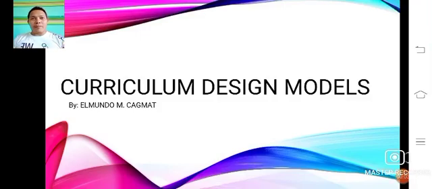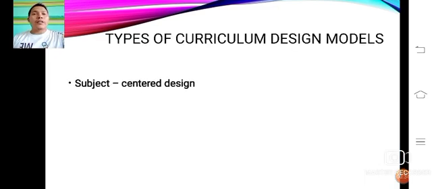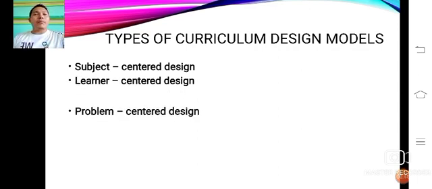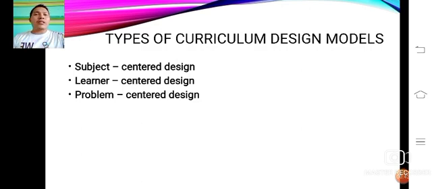This is Mr. Elmundim Kagmat, and now I'm going to discuss the curriculum design models. There are a lot of curriculum design models, but let us focus on the widely used examples of curriculum models which we implement here in the Philippines, or in different institutions here in the Philippines. There are three types of curriculum models that we are going to discuss and focus on, which are the subject-centered design, learner-centered design, and lastly, the problem-centered design. So let us proceed to the subject-centered design.